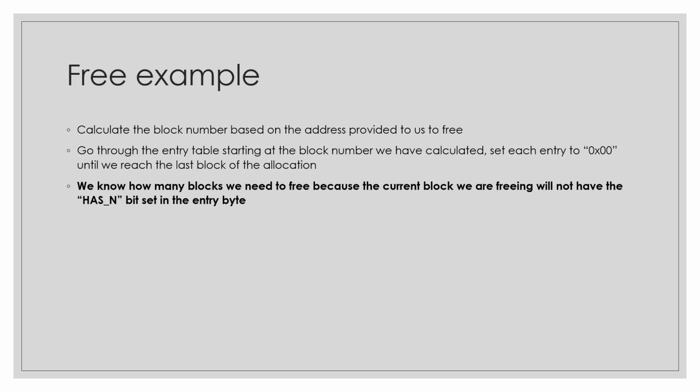So now let me explain how we can free. Well, we calculate the block number based on the address provided to us. We can get more on that later, it's not too difficult. We go through the entry table starting at the block number we have calculated and set each entry to 0x00 until we reach the last block of the allocation. And we know when we're at the last block of the allocation because it will not have the has_n bit set in the entry byte, which means that there's no more next to us for this allocation, right? There's no more blocks associated with this allocation.